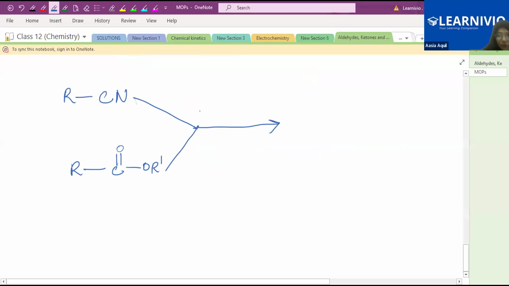Now let's see. So what we use is DIBAL-H followed by hydrolysis. In the first step we use the DIBAL-H. This will reduce the nitrile. In this combination, in the first step you use this for reduction, and in the second step you do hydration, so you will get RCHO. So that's the basic reaction.